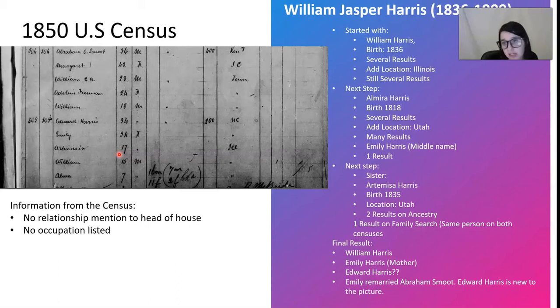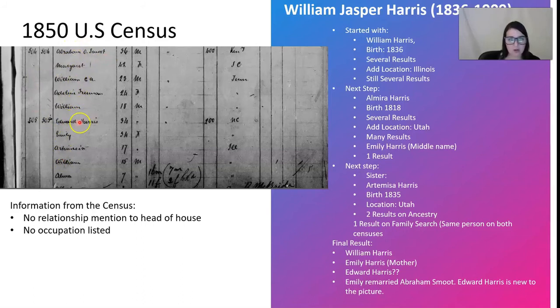And she is actually the same person on both censuses on Ancestry. So this is the same census I found for Emily. I'm like, okay. So my final result was William, right here, matched his birth year. His sister matched right here. The mother matched. Edward, I was not sure who he was because William's father died in the 1840s. Then I noticed that on her family tree she married Abraham Smoot. So I'm like, okay, well that makes more sense.